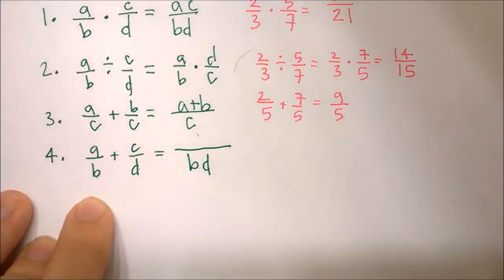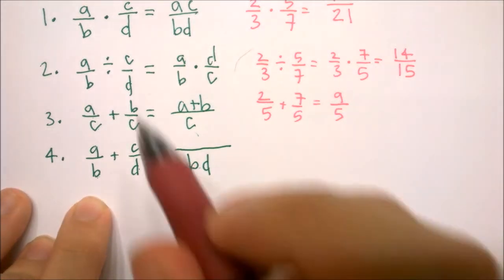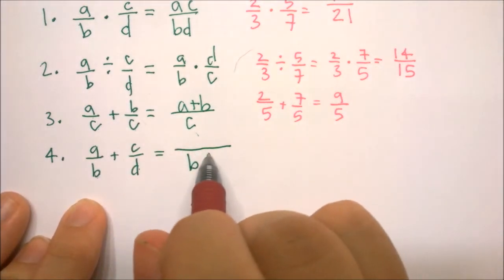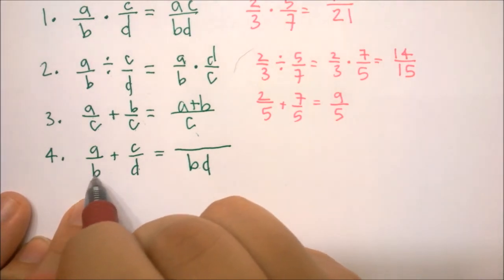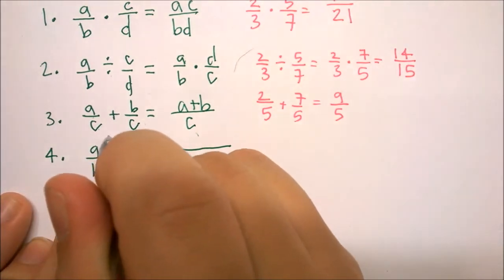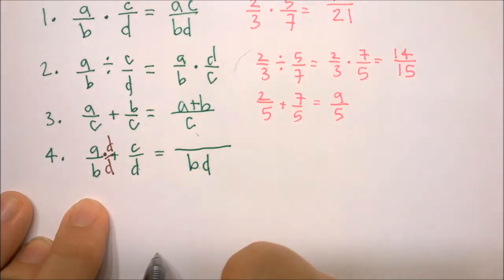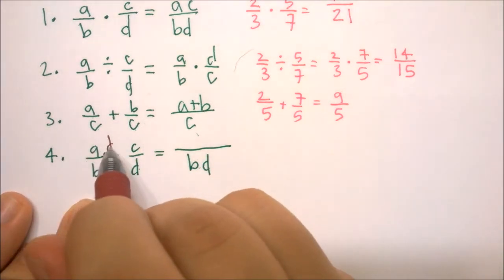So then what we do is we're going to multiply, because we want BD as a common denominator. In this, we only have the B. We still need the D. So we're going to multiply this by D over D. Okay, so now we're left with AD.